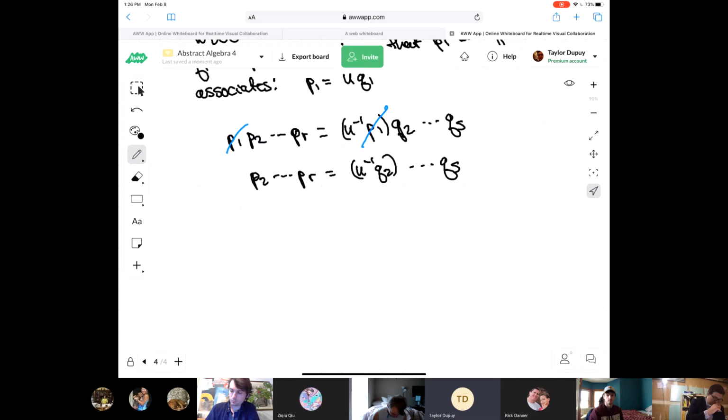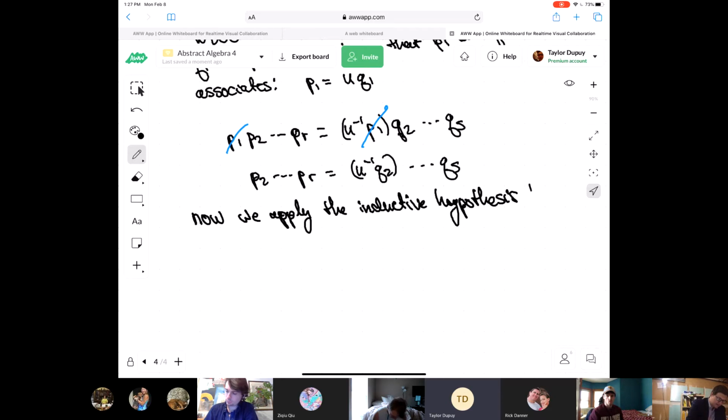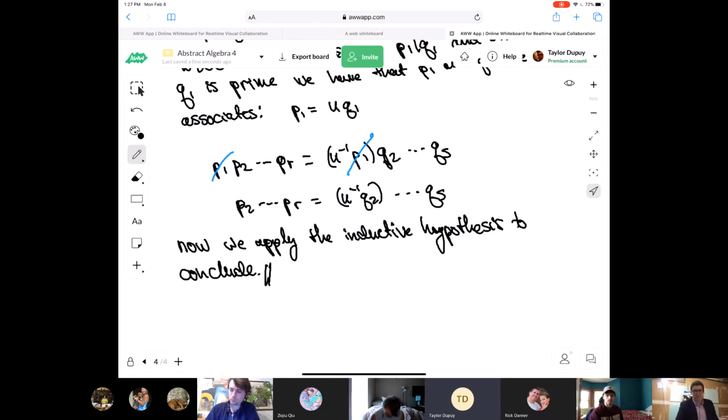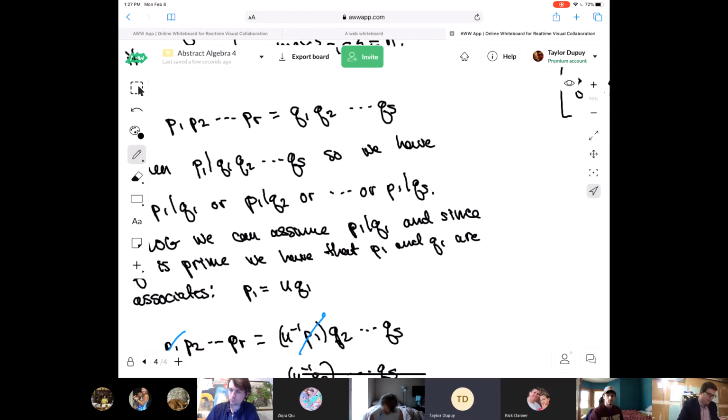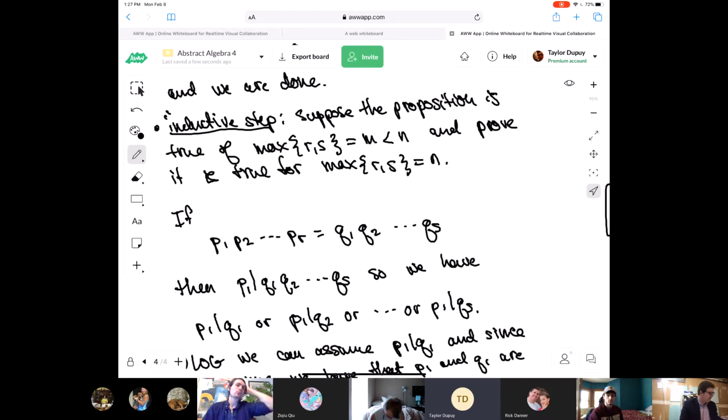And now we get to apply the inductive hypothesis to conclude. All right, and that's it. That's the uniqueness of factorization. So we really use nothing. This is one of these proofs where you don't really have to think at all, right? You just kind of do it.